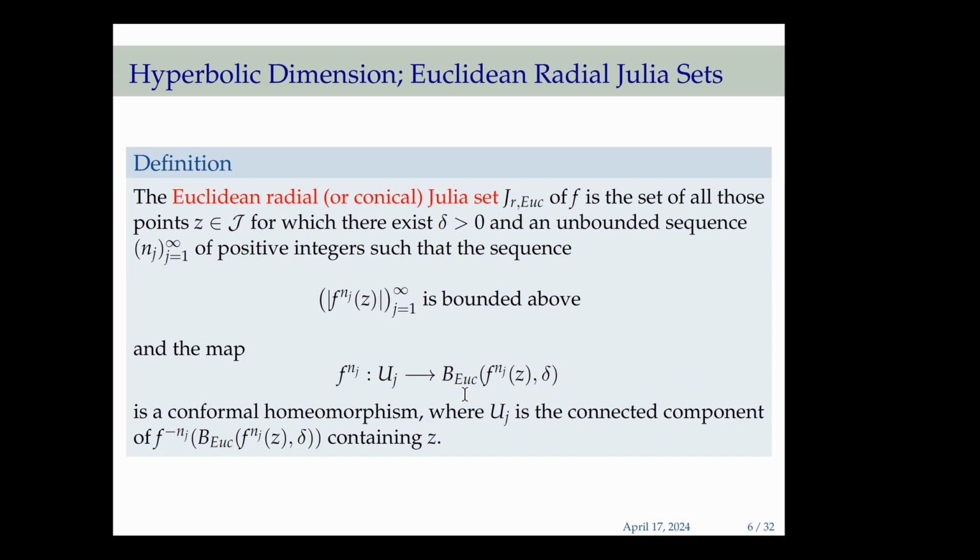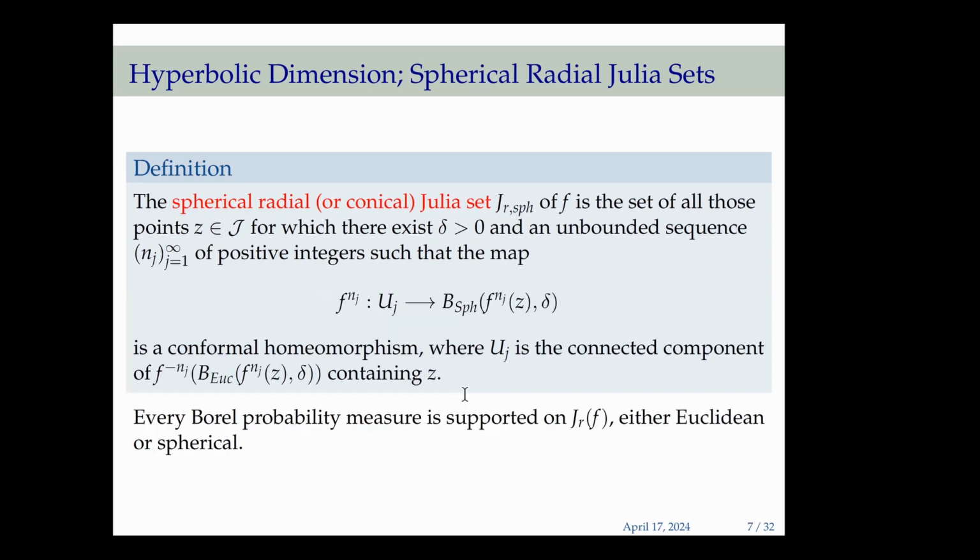And they are called radial or conical because of some similar characterization of radial or conical points for Kleinian groups. So another definition is the set of spherical points, which is the set of points for which we also have conformal pullbacks, but now on the spherical balls.